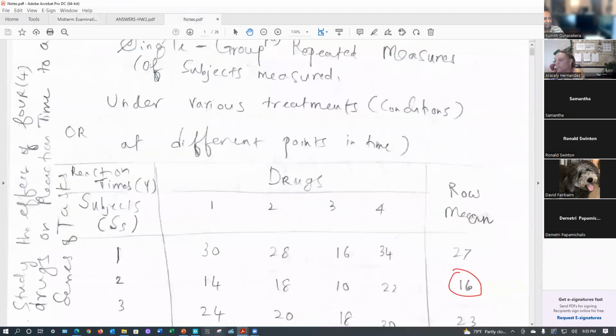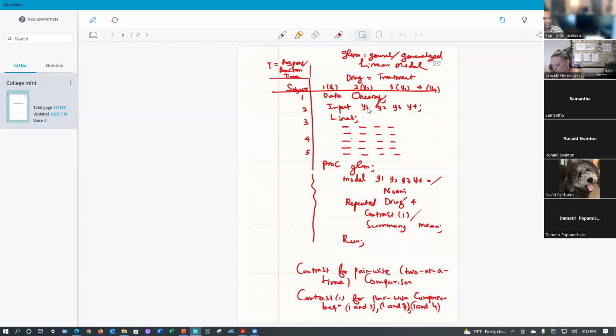Same way, YA, YB, YC, YD. Then you get the lines, get the data, PROC GLM model, say YA, YB, YC. Y stands for the rate. Repeated brand 4, within parentheses you can say capital A, B, C, D, and contrast with respect to A. Slash summary mean if you want to.